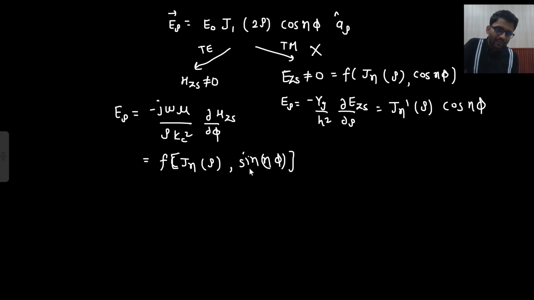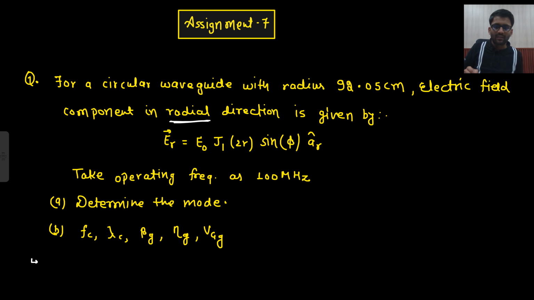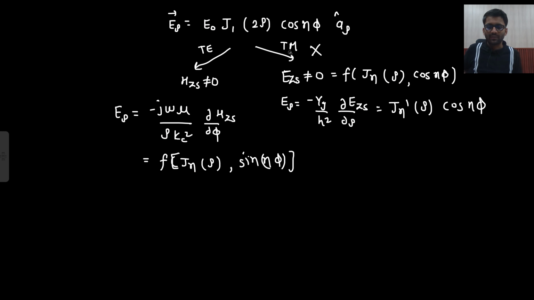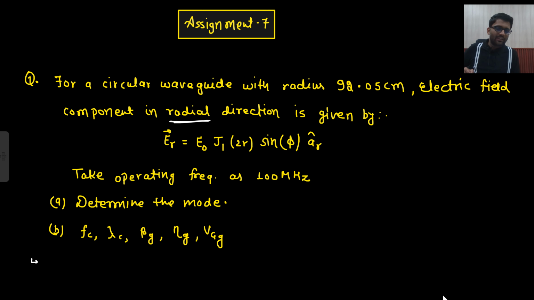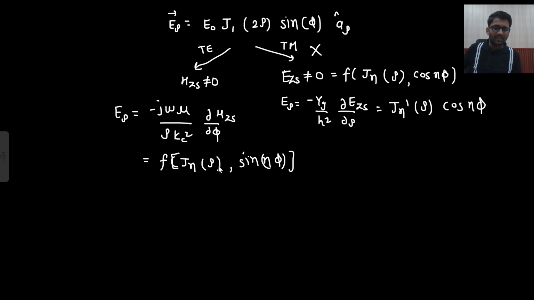So is it correct? Yes. Wait a second. There should be sin, no? Here I have written cos. There should be sin phi. In the question it was given as sin phi. So yes, it is a function of Jn rho and sin phi. Which mode is it? It is a TE mode. So this mode is correct.